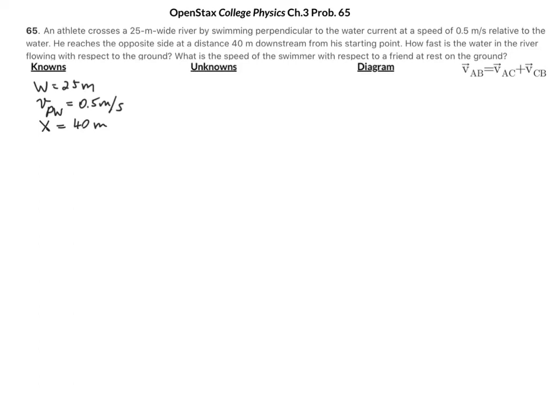And my unknowns are how fast the river is flowing with respect to the ground. So I want the velocity of the water relative to the ground. And I also want the speed of the swimmer with respect to a friend on the ground. So I want velocity of the person relative to the ground. That's what I called my subscripts. So let's look at the diagram.